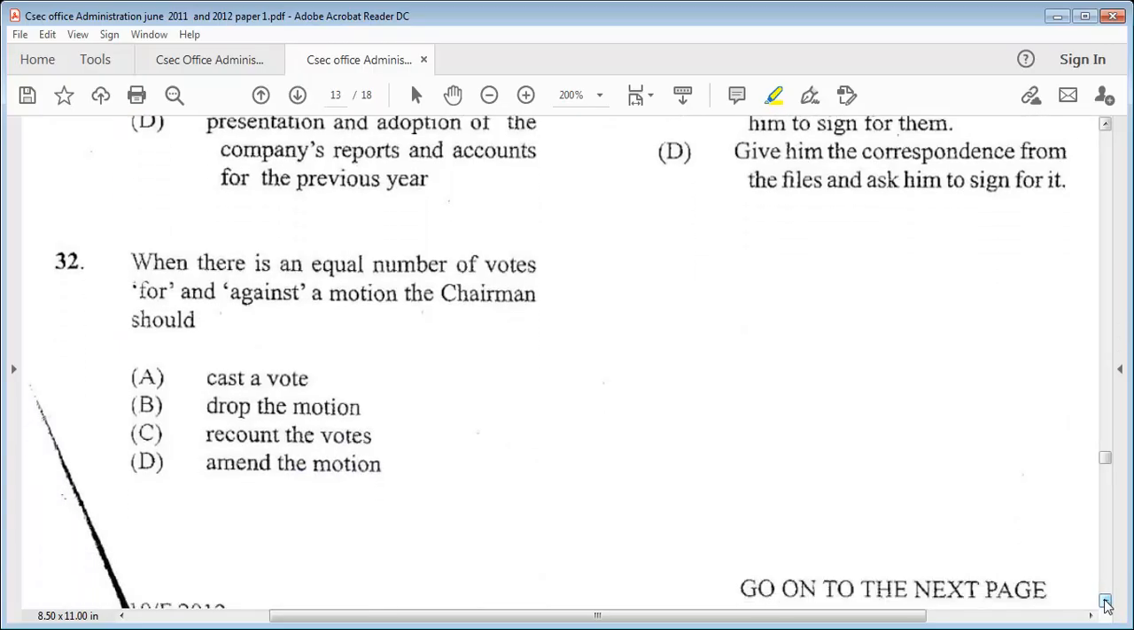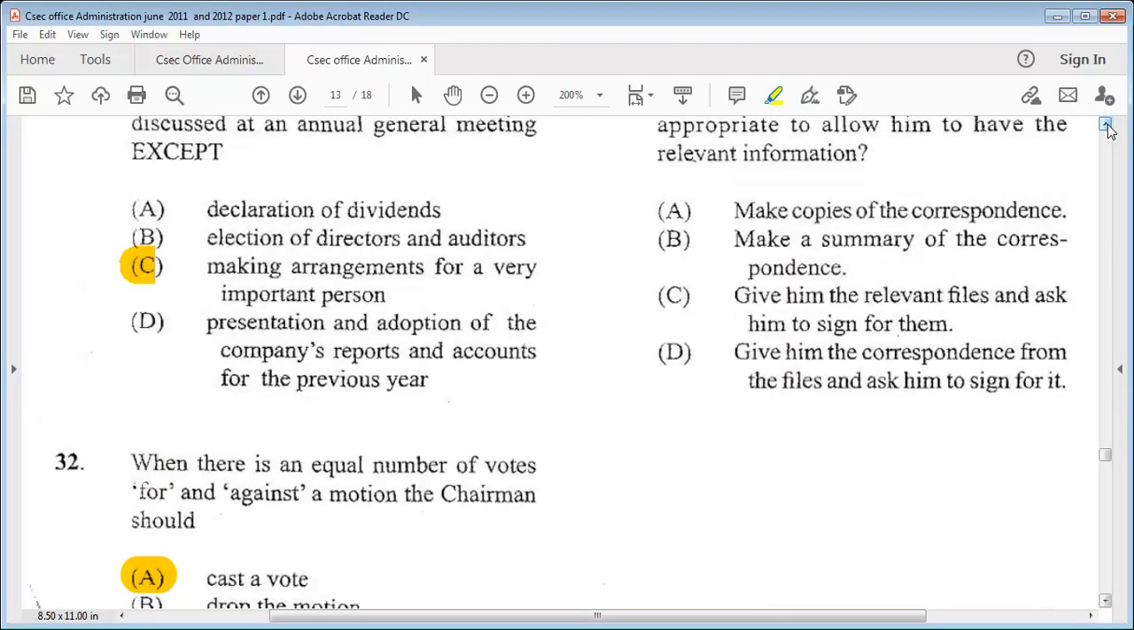When there is an equal number of votes for and against a motion, the chairman should A, cast a vote, B, drop the motion, C, recount the votes, or D, amend the motion. Our answer would be A, cast a vote. Let's go on to question number 33.